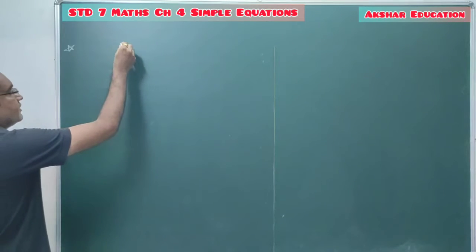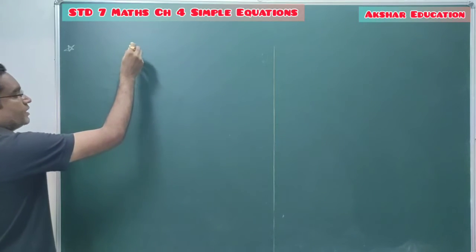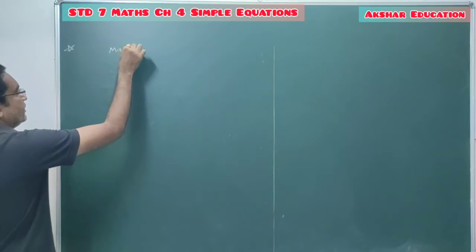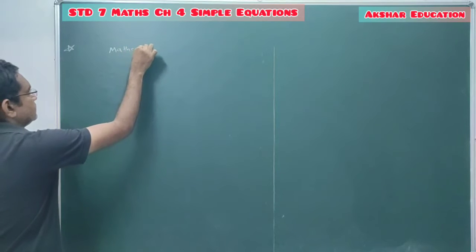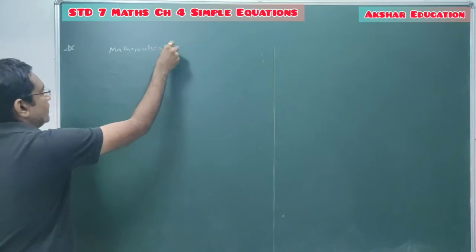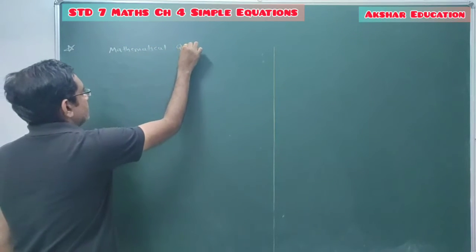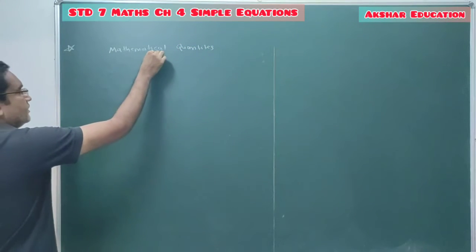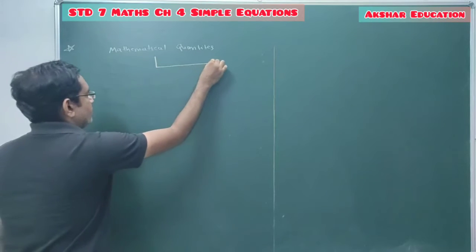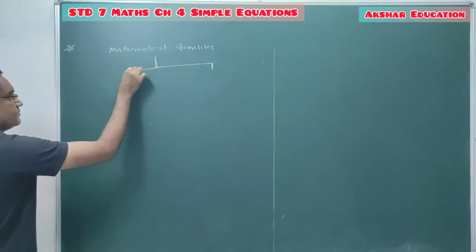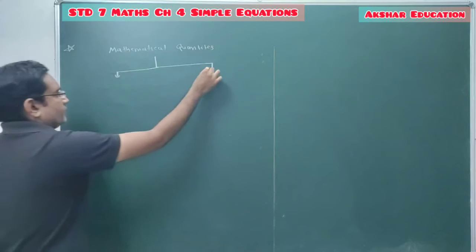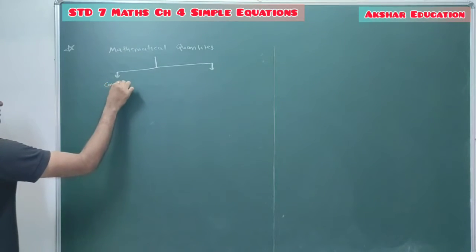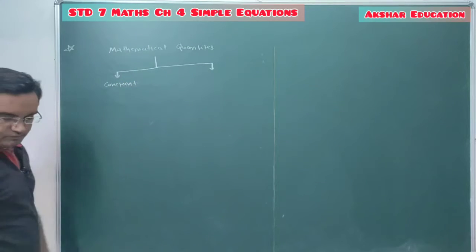So first we'll discuss types of mathematical quantities. In maths, there are two types of quantities. Basically there are two types of mathematical quantities. The first type of quantity is constant quantity.